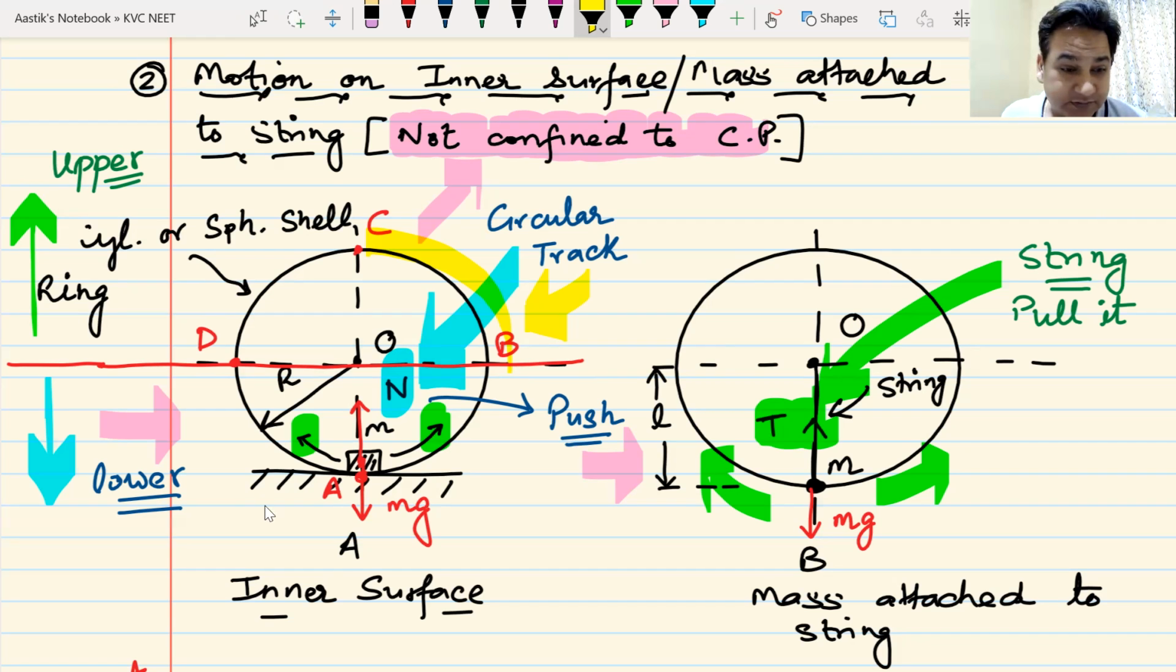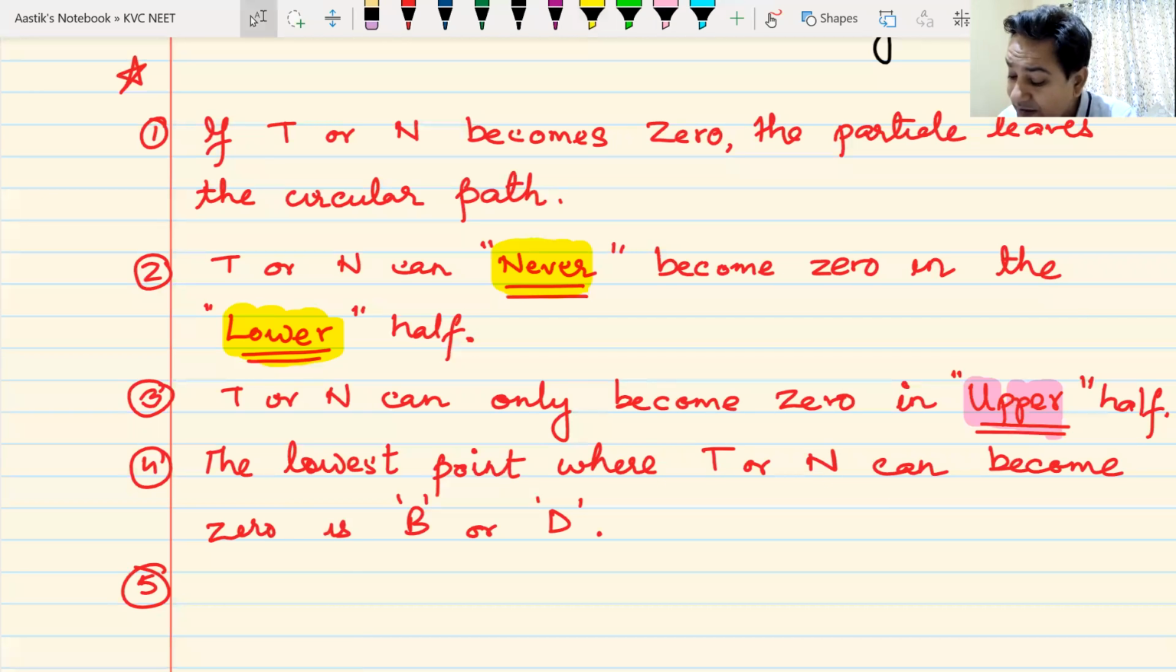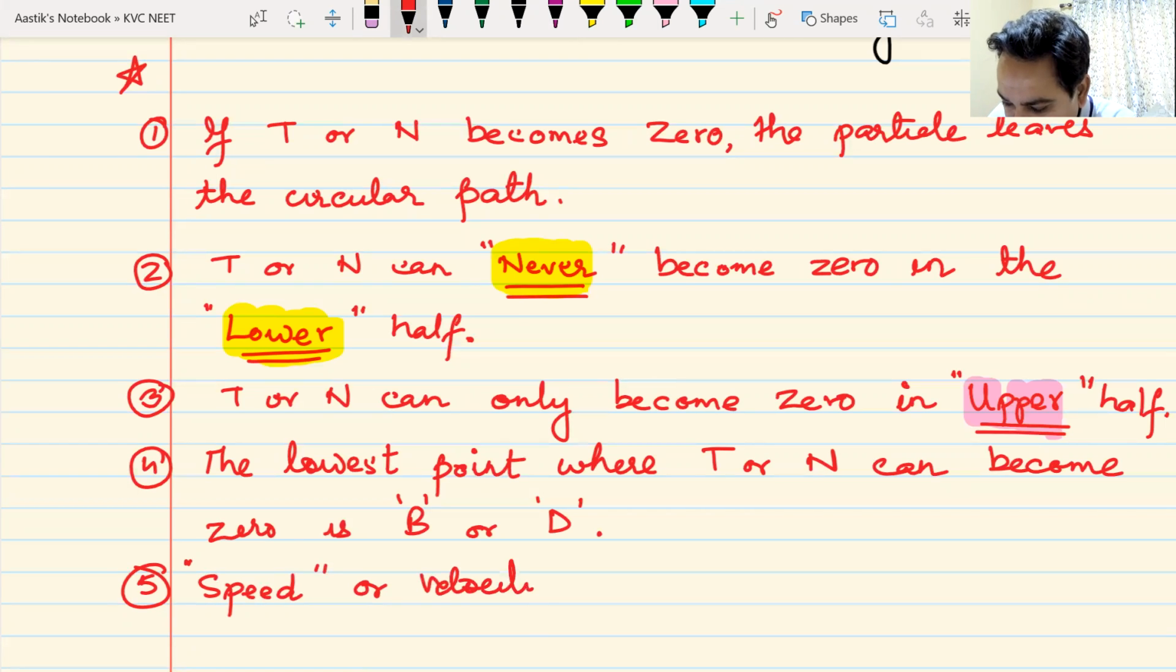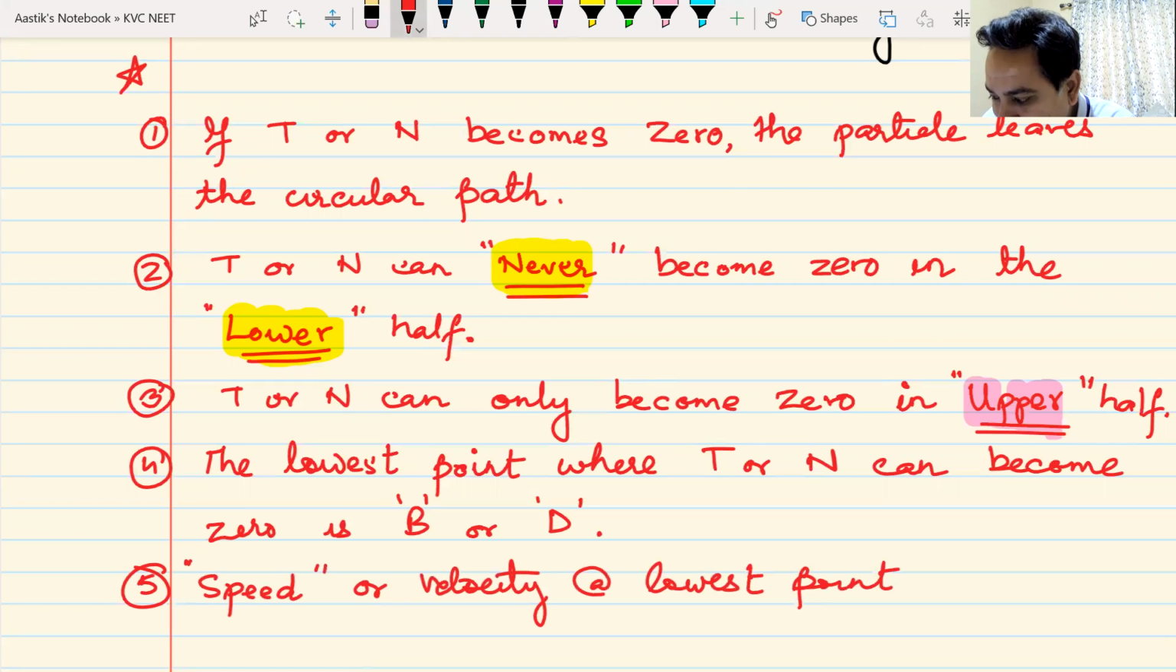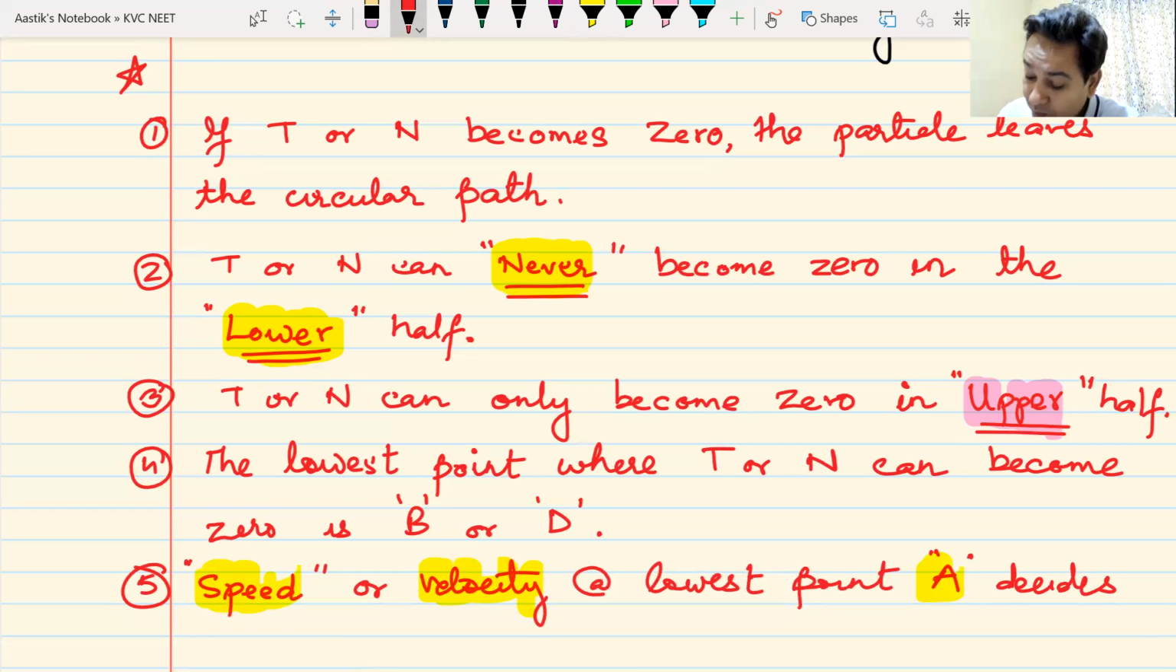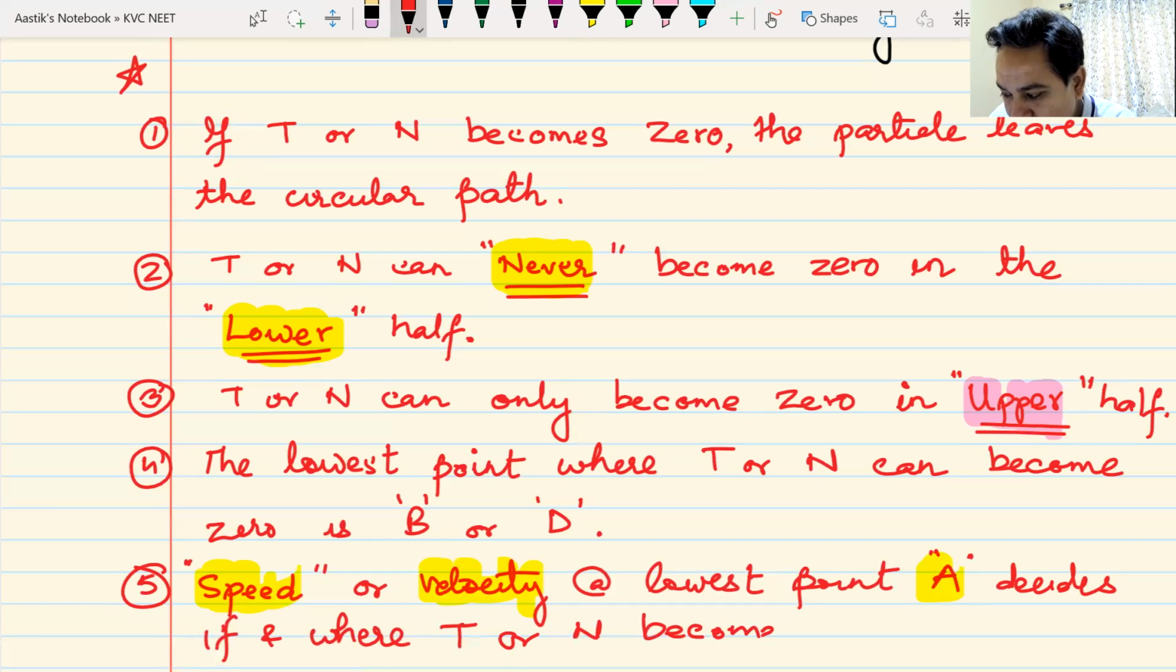And the deciding factor is speed or velocity at the lowest point, and the lowest point is A. Speed or velocity at the lowest point A decides if and where T or N becomes 0. I hope you understand the meaning of if and where.